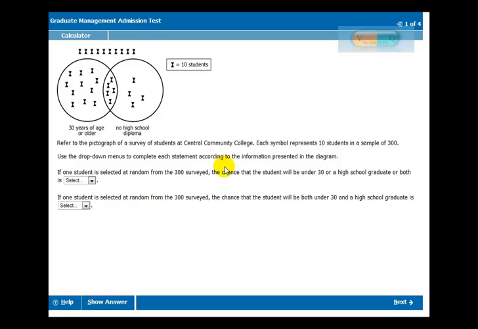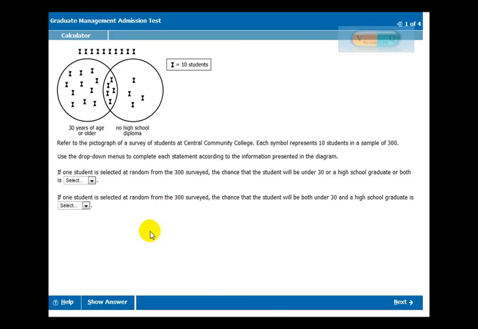So this is one of 4 types of integrated reasoning questions. It's called graphics interpretation. In this case, you have a Venn diagram that you're asked to interpret. You're given some information along with the graph, and then you have to answer these 2 questions. Basically, you select which of these is the correct answer.